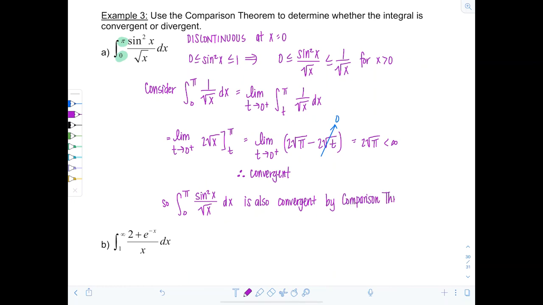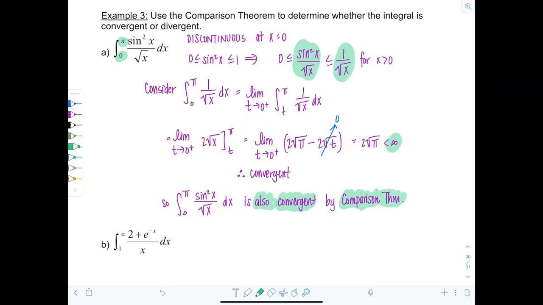Okay. So I showed my function that I'm integrating, sine squared x over rad x, is less than or equal to 1 over rad x. Since that improper integral converged, then mine also converges by the comparison theorem.